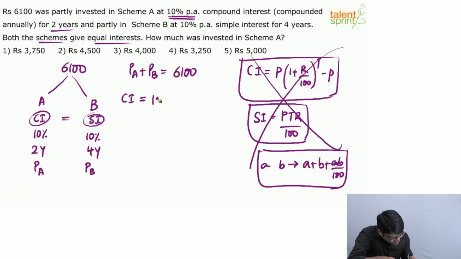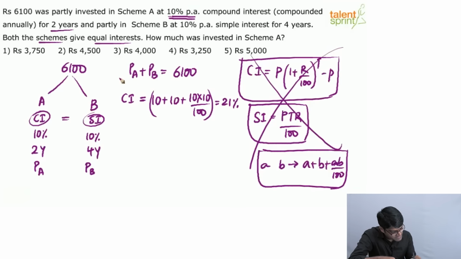So I can say the total compound interest is 10 plus 10 plus 10 into 10 by 100, right? 10 plus 10, 20, 10 into 10 by 100 is 1, 20 plus 1, 21%. So the point to be noted is, whatever is invested in scheme A, I'll get 21% of that as the compound interest. How about simple interest?